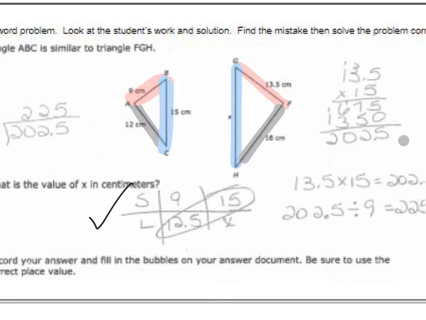So 12 and a half, or 13 and a half, sorry. Is it 12 and a half? Oh, that's what they did wrong. It's 13 and a half. 13 and a half times 15. So then when they multiplied it, let's see if they did it correctly.